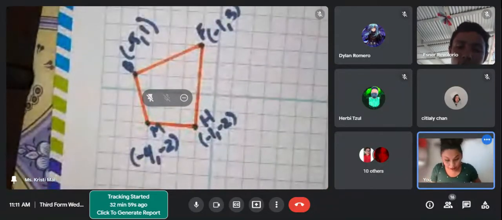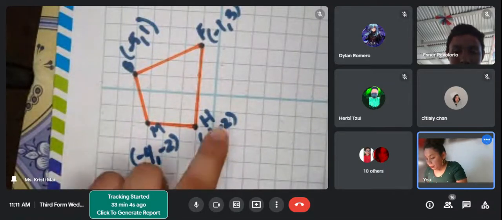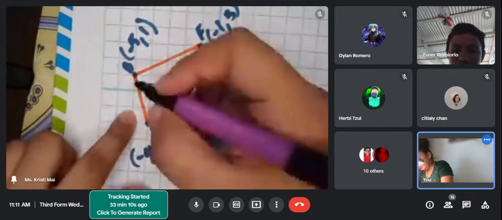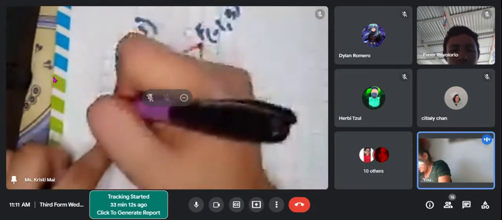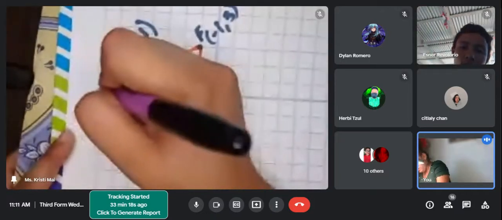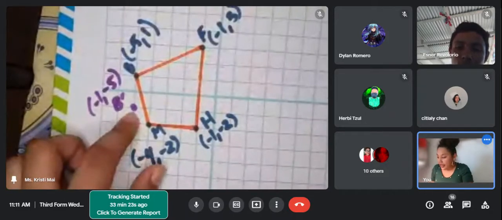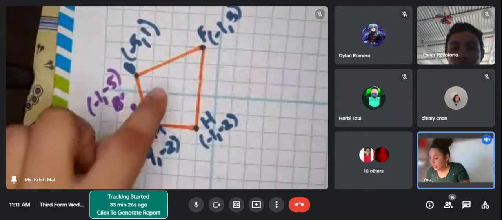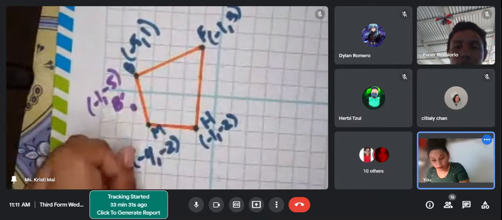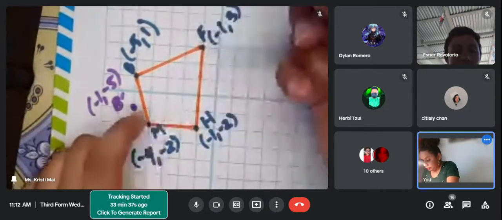So let me go ahead and plot these points. I have negative 1, negative 5. Right there is B1. Negative 1, negative 5. Right there. F1 is negative 3, negative 1. Negative 3, negative 1.